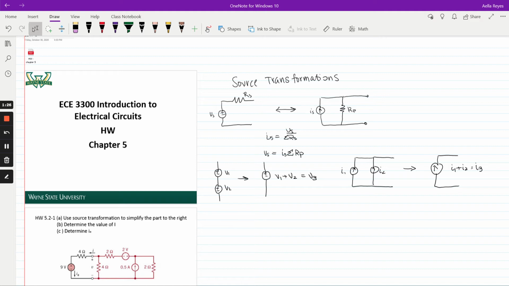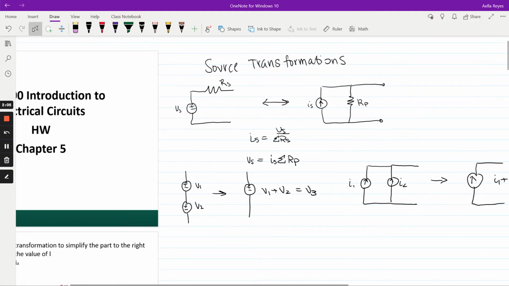There's only two sets of elements we can source transform, and that is a voltage source in series with a resistor, and that transforms into a current source in parallel with a resistor. And so this double-headed arrow says they're interchangeable. So this can transform into this. And whenever you see those combinations in a circuit, you can turn them into one another to make the circuit easier to solve, basically. And these are the equations.